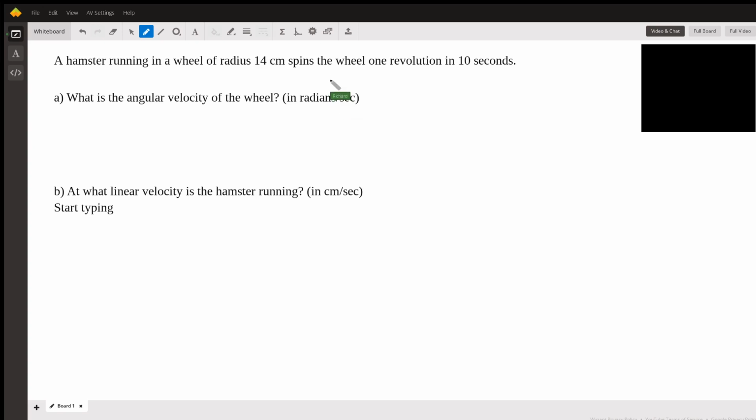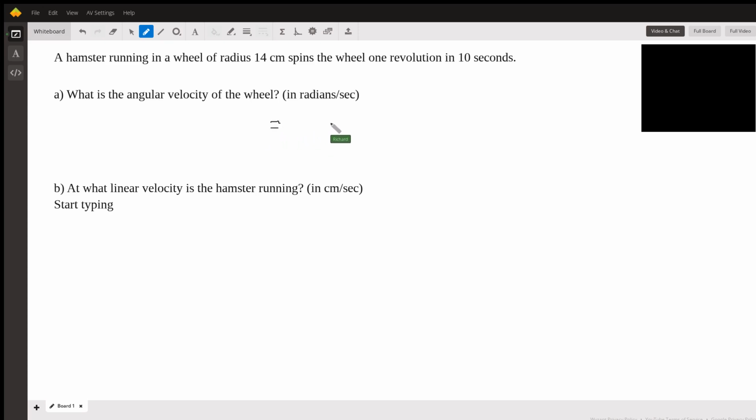We're told that the wheel is spinning. The wheel has a radius of 14 centimeters and it's spinning one revolution in 10 seconds. And so each revolution is 2 pi radians. And so we want to set up, basically it's just a unit conversion, and your target is going to be radians per second.